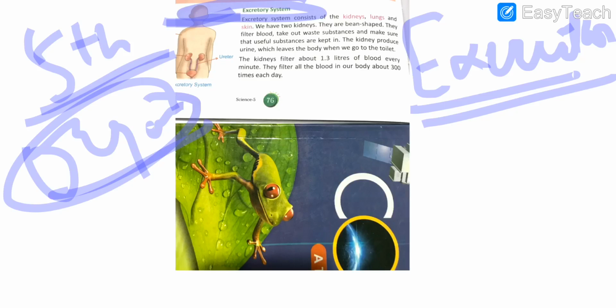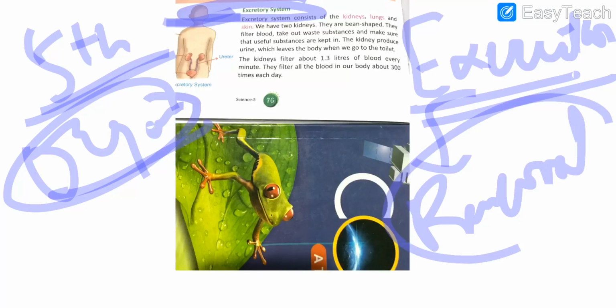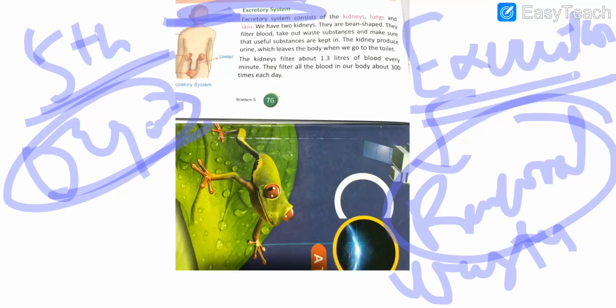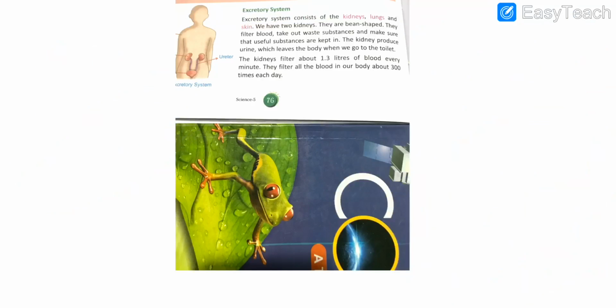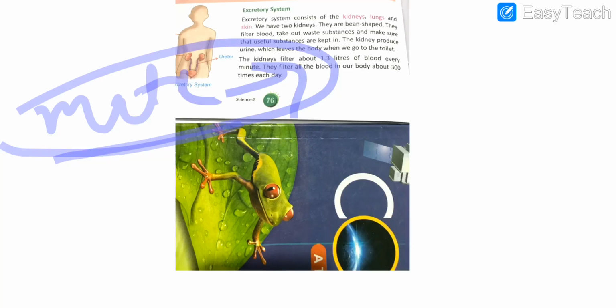Students, excretion is the process of removal of undigested wastes from our body. It is the process of removal of the substances that our body does not need. So the process of removal of undigested materials from our body, and also those materials that our body does not need, is called excretion.